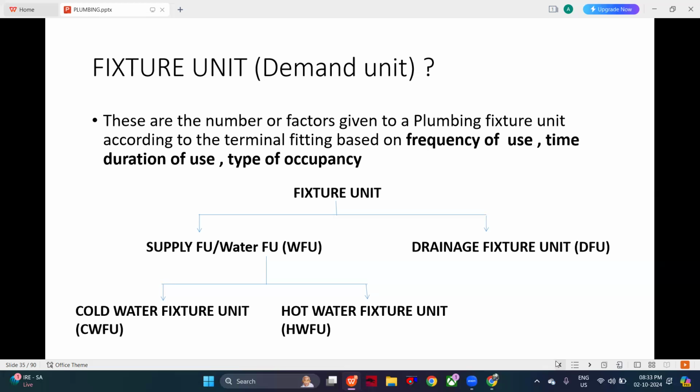Then the type of occupancy, meaning where we use this and where the fixture unit belongs. We have general area fixtures, bathroom fixtures, and kitchen fixtures. According to these types, we assign a number. That is called our fixture unit.